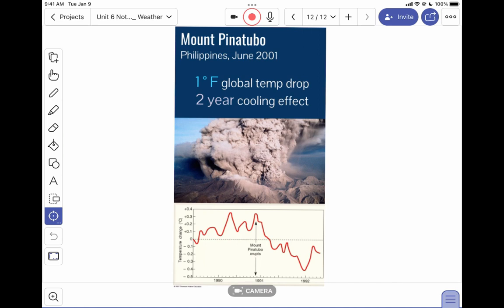And they have evidence in glacial cores and things like that of temperatures having dropped a ton more from these massive volcanic eruptions.